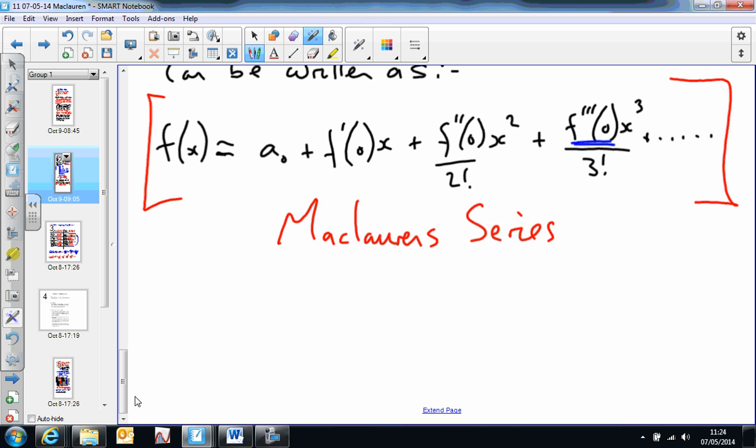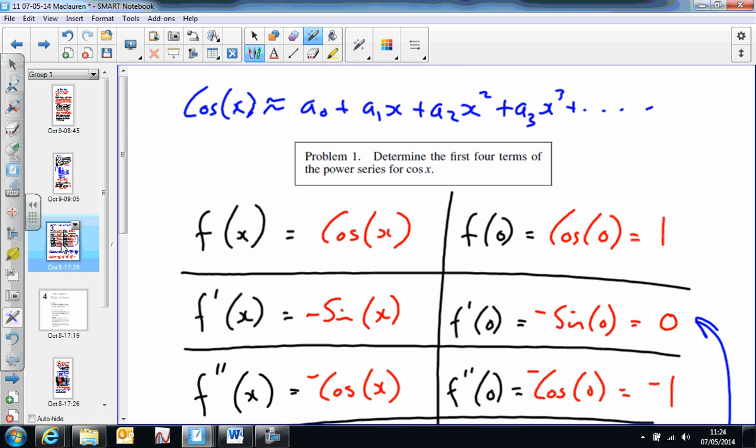So that's Maclaurin series. It's a way of writing a function as a power series to help us differentiate or integrate a function. So let's have a look at it in action. And here's an example that I've written out for you. Determine the four terms of the power series for cos x.